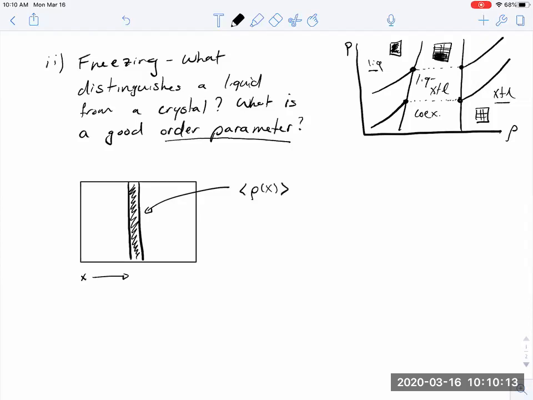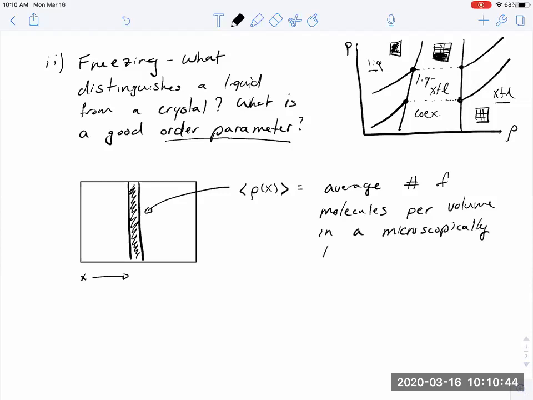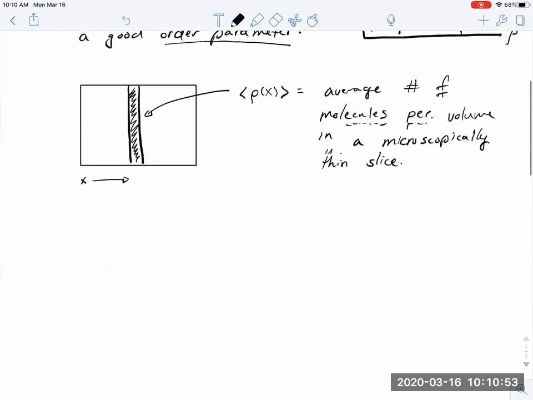So I'll take a slice in the x direction. This rho of x will be the average number of particles per volume. That's what I mean by density in a microscopically thin slice. Okay. Now, what would I expect to see in a liquid?